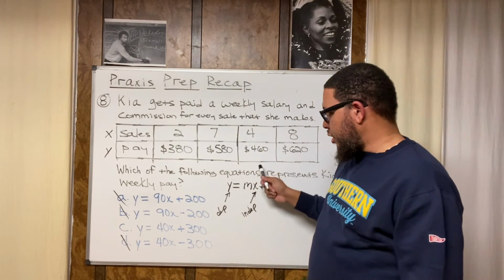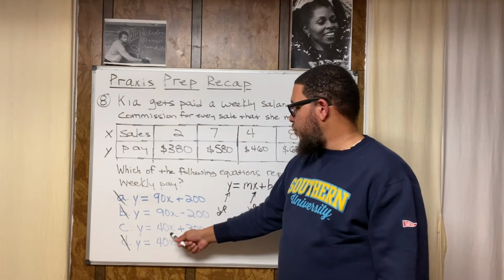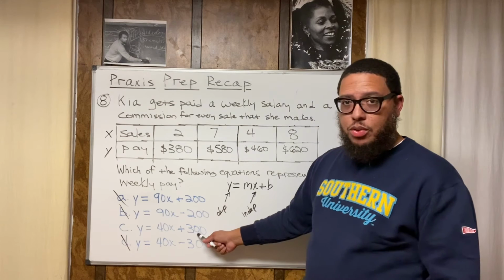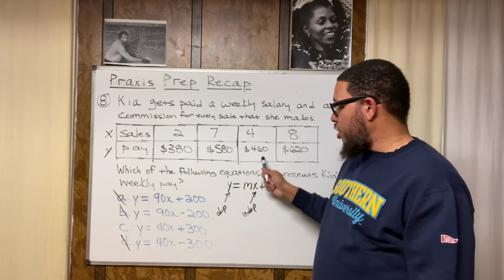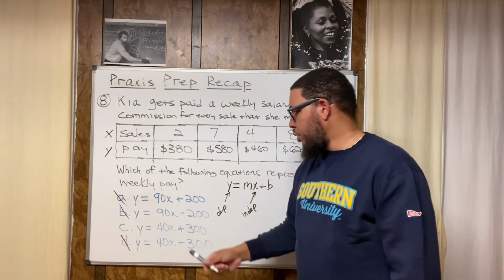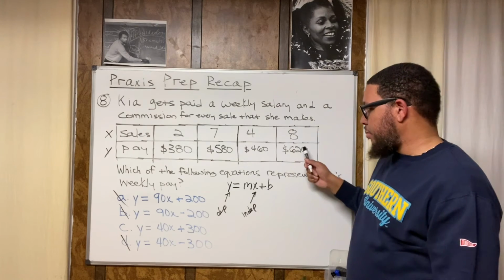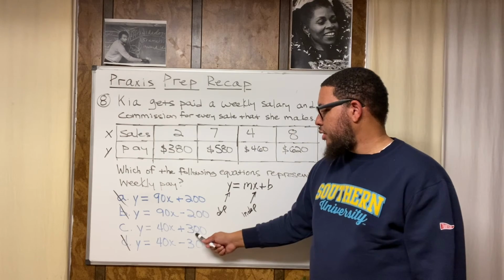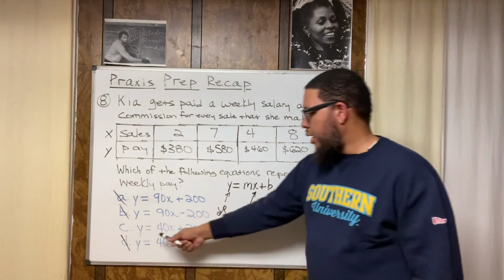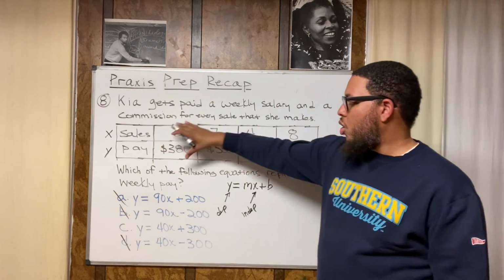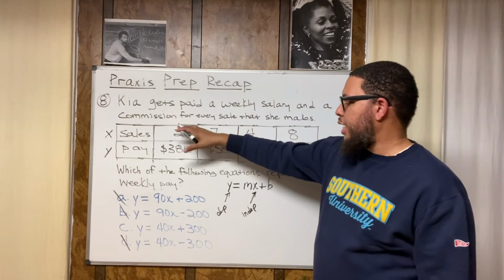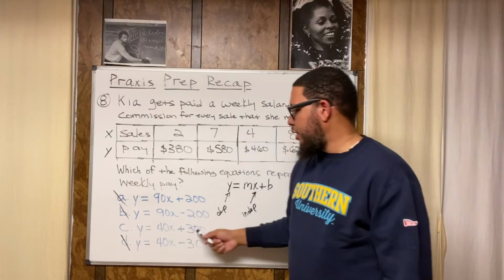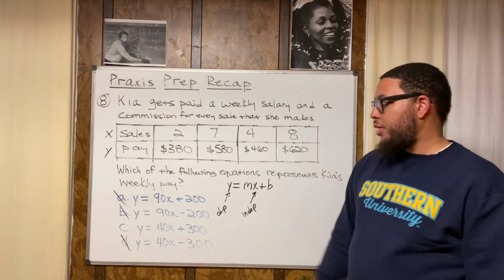Then we go to the third set of numbers. 40 times 4 is 160. 160 plus 300 is 460. So it works for the third pair of numbers, all right? Then, last but not least, the last pair of numbers. 40 times 8 is 320. 320 plus 300 is 620. And that's my Y value. So all four of these X and Y coordinate pairs satisfy this equation, this representation of Y equals MX plus B, all right?